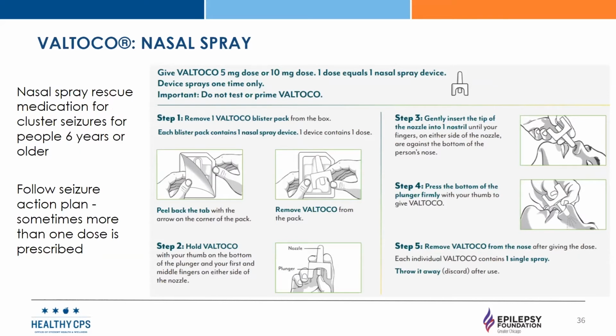Valtoco is a second nasal spray. This is FDA approved for kids 6 and older, very similar to the first one. A 6-year-old probably is not going to be self-carrying, so it is likely that a DCA would get involved in administering this. Both this and the previous one are one-time use, so this is not something that can be used again and again. Each blister pack is a single dose, so once it's used, it needs to be discarded, and then obviously the parent will replenish their stock.